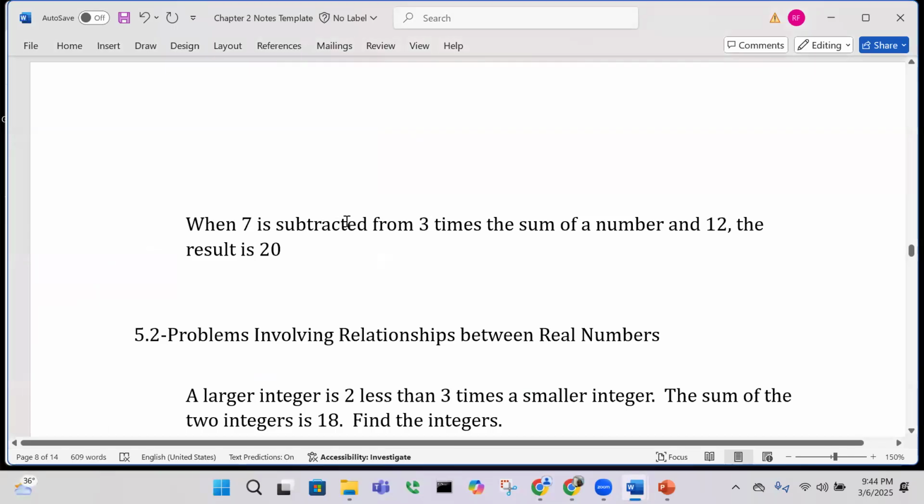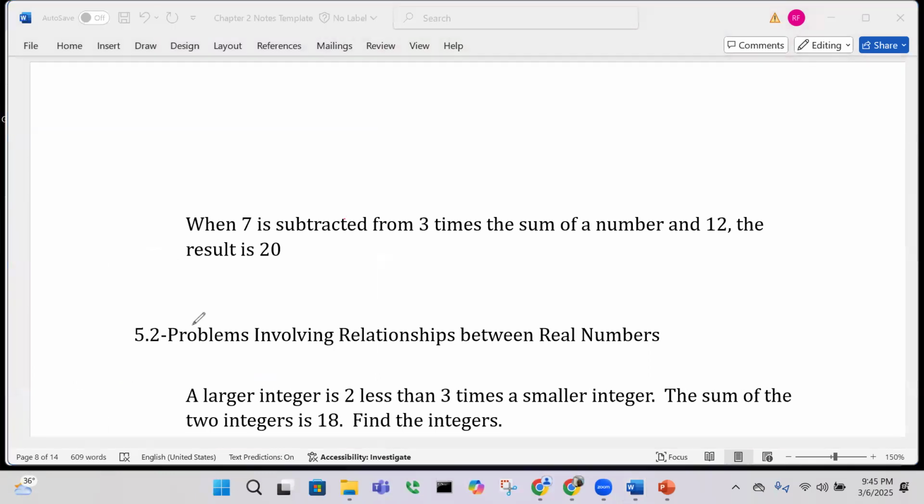When 7 is subtracted from 3 times the sum of a number and 12, the result is 20. I'm not going to ask you this, but actually I can. You should work them out on the homework. I just want to go over an example. When 7 is subtracted from 3 times the sum.